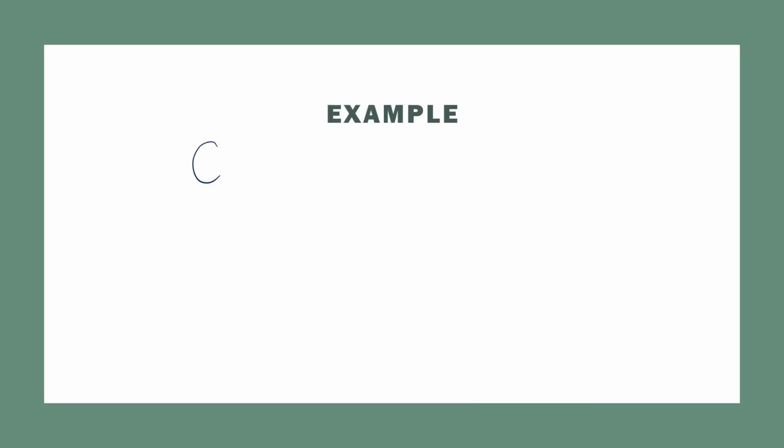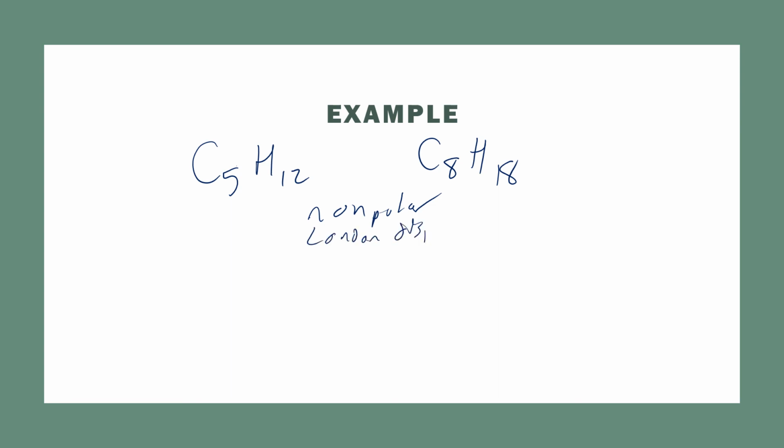Okay, so let's say we have C5H12, and we have C8H18. There's pentane and octane. They're two alkanes, so they're hydrocarbons. There's carbon and hydrogen. What type of intermolecular forces are present? Well, anytime you see just all those large amounts of carbons and hydrogens, they're nonpolar, both of them, and they're going to have London dispersion forces because they're nonpolar.